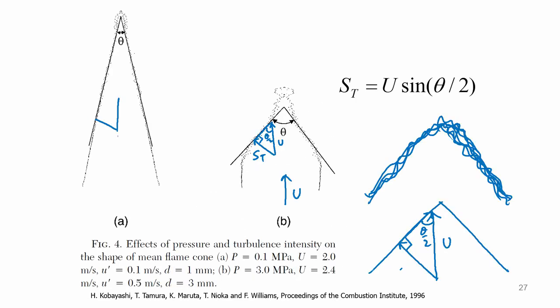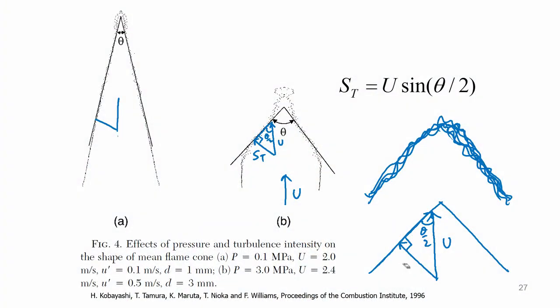So for this mean flame surface to remain statistically stationary, it must be fed with a flow velocity which is normal to the mean flame surface, and this flow velocity normal to the mean flame surface must be equal to the turbulent flame speed for this given configuration. So if I can find the mean flow velocity normal to this mean flame surface, that is my ST. That is nothing but u times sin theta by 2. So my ST is u sin theta by 2.